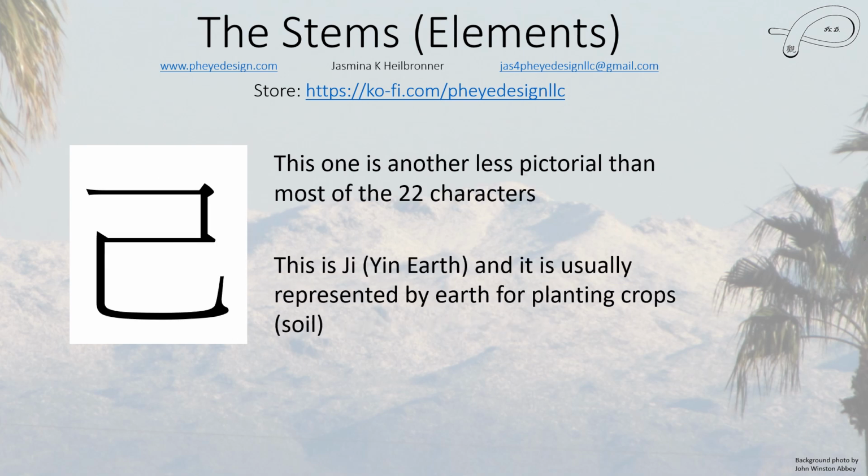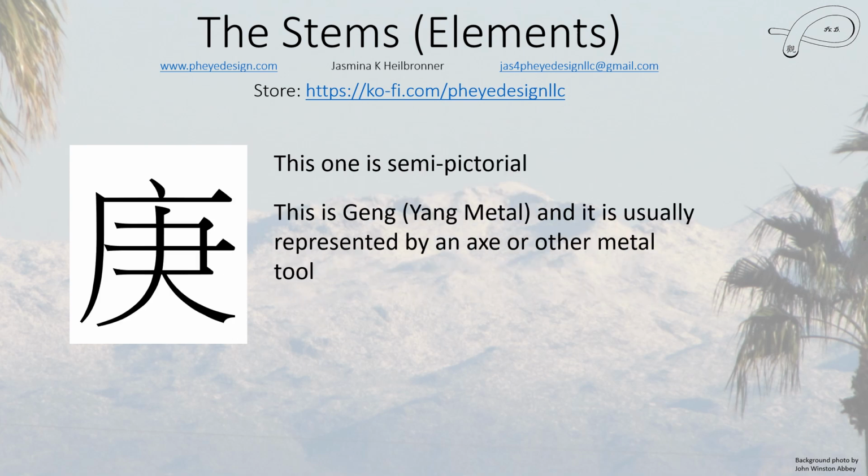Now this one again is also quite a bit less pictorial. This is Ji. This is Yin Earth, and it's usually represented by earth for planting crops. So basically soil, not like a mountain where it's hard to grow things, but soil that's easy to grow things in. And this actually looks like a backwards S, kind of a little bit distorted, but soil starts with S. That's usually how I remember it. It's pretty easy when I did it that way.